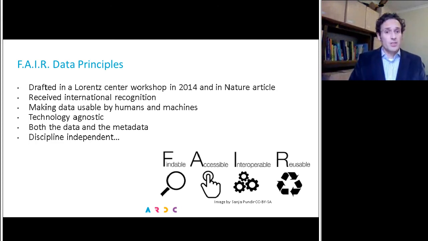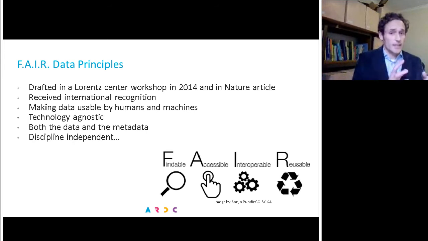So these principles were then documented in an article in Nature in 2016, and since then have received a lot of international recognition and are considered a very valuable way of thinking about this. So they talk about how data can be made more usable, not only to human beings, but also to machines, so that machines can interrogate the data. And the nice thing about the FAIR data principles is that they're actually technology agnostic. They don't recommend one specific technology solution, but they can be applied across different solutions.